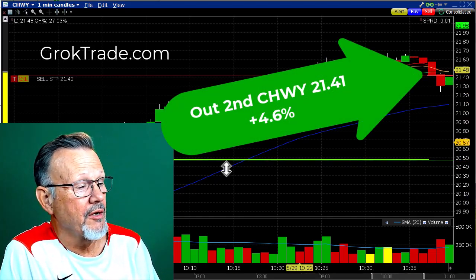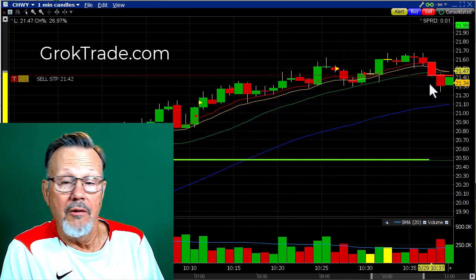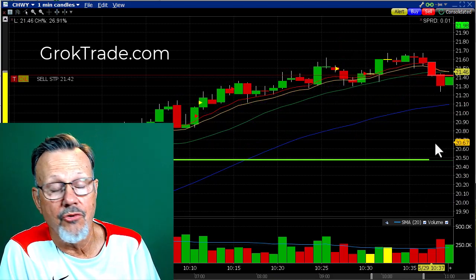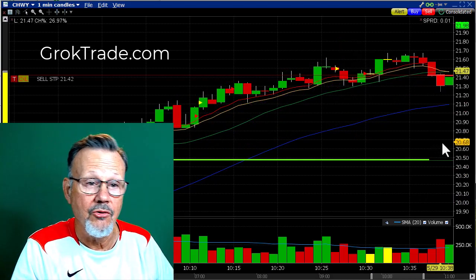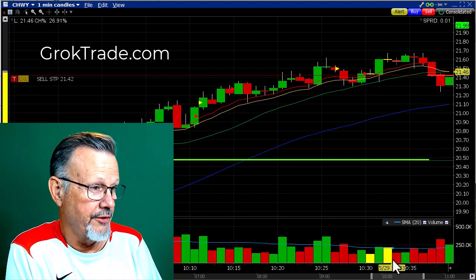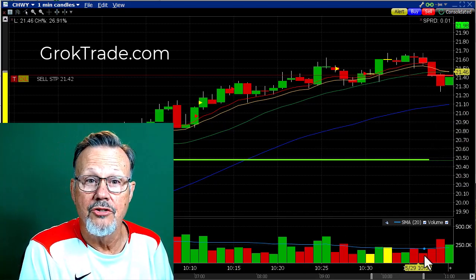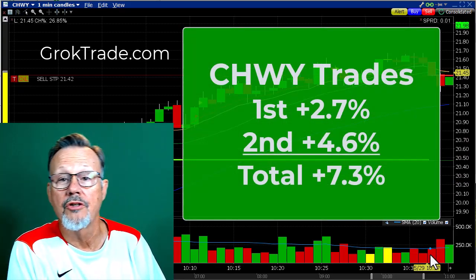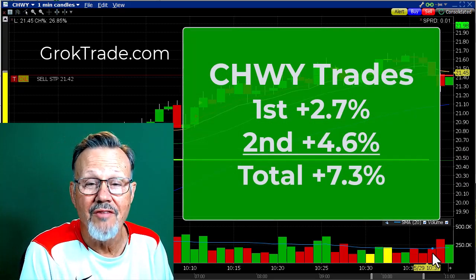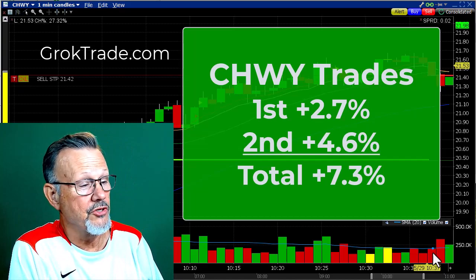Now I did speed that up there. Again, these are 1 minute candles here. That was a nice long patience trade versus the first one, which was only 9 minutes long, so you had to manage that one a little bit tighter here. So these two trades on CHWY were for 2.7 plus 4.6 for a total of 7.3% on these two trades.